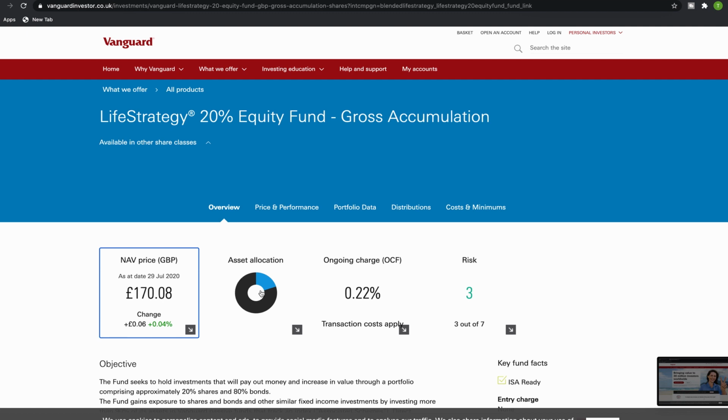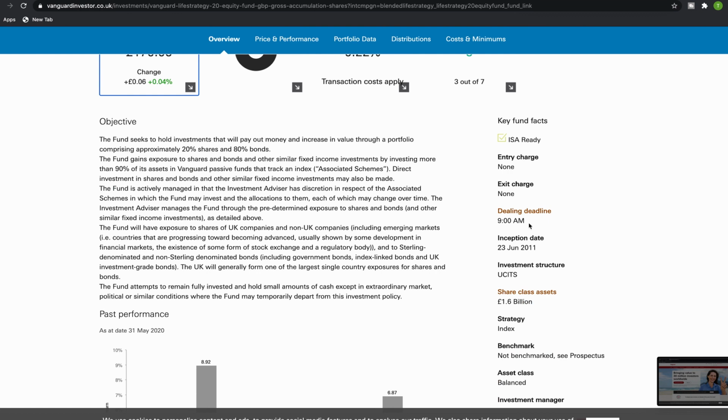You've got 80% there and 20% there. And this is the ongoing charge fees. So for every fund that you invest in with Vanguard, there is an associated ongoing charge in percentage. That is how much it's going to charge you annually. Out of a risk of 1 to 7, this is 3, which is a fairly low risk, right? So if you scroll down, the entry charge is none, exit charge is none, so you can buy and sell at any time, no exit or entry fees.